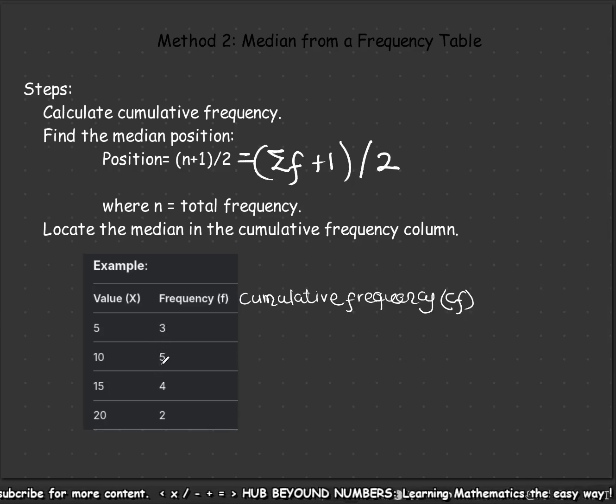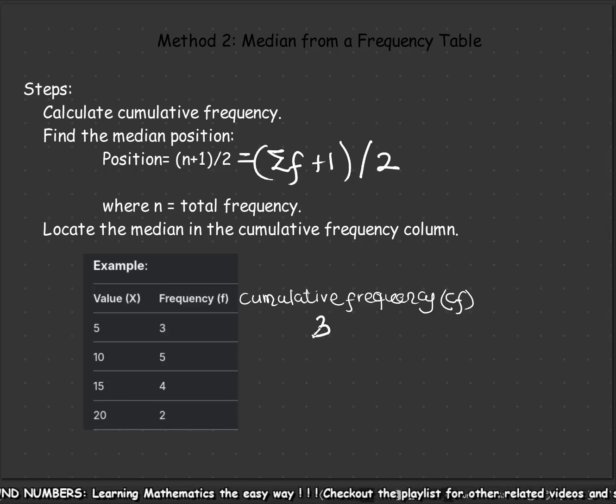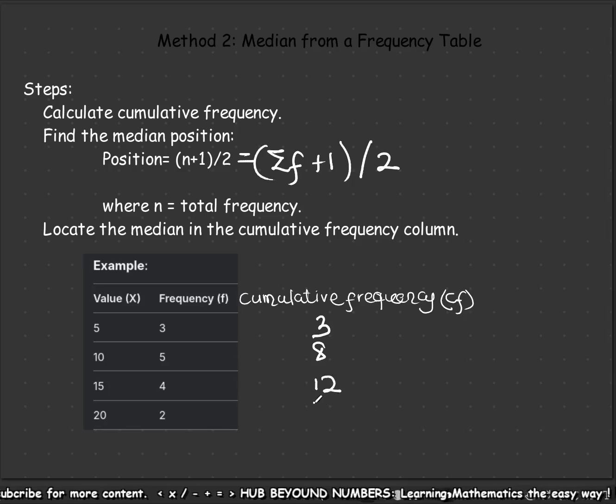You see, initially we have 0. Now 0 plus 3 gives us a 3 over here. So the cumulative frequency for the first x value is 3. Then this answer here, we now add it to 5 to get the next value of our accumulating frequency. So 3 plus 5 gives us an 8. Then 8 plus 4 gives us a 12 over here. And then 12 plus 2 gives us a 14.